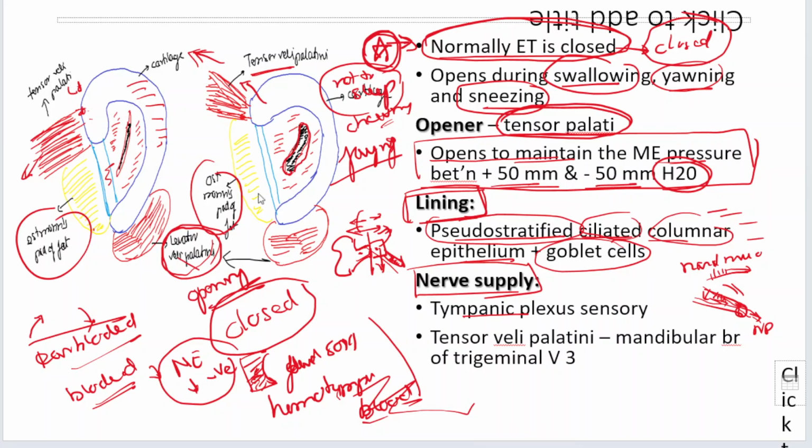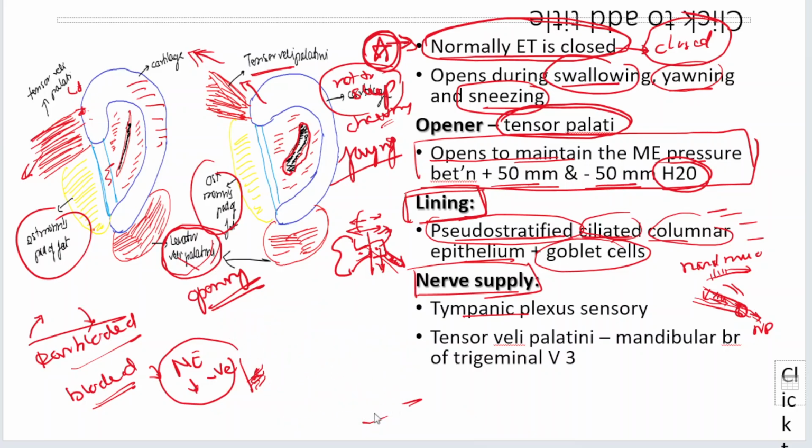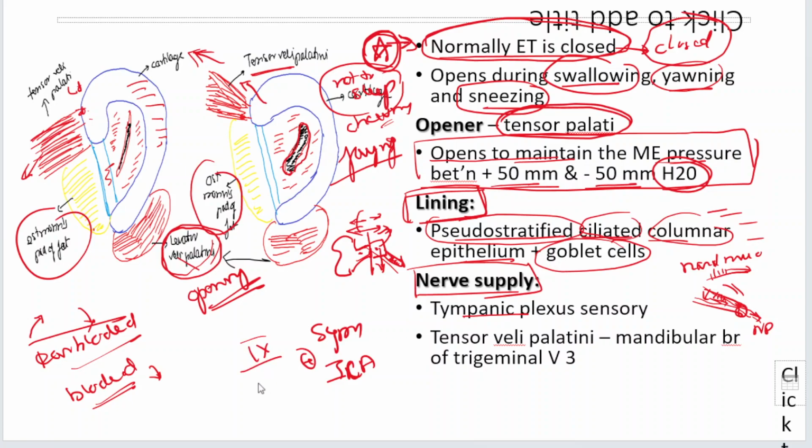So we know that the entire tympanic cavity is supplied by the tympanic plexus. So what is the tympanic plexus? The tympanic plexus is formed by the sympathetic plexus from around the internal carotid artery plus the tympanic branch of the glossopharyngeal nerve, which unite together to form the tympanic plexus, and it provides sensory innervation to the whole of the middle ear.